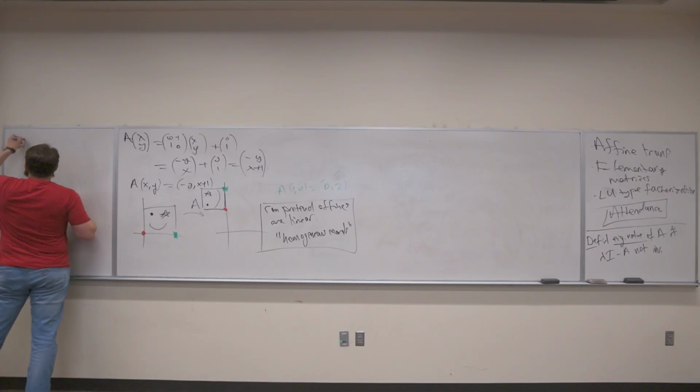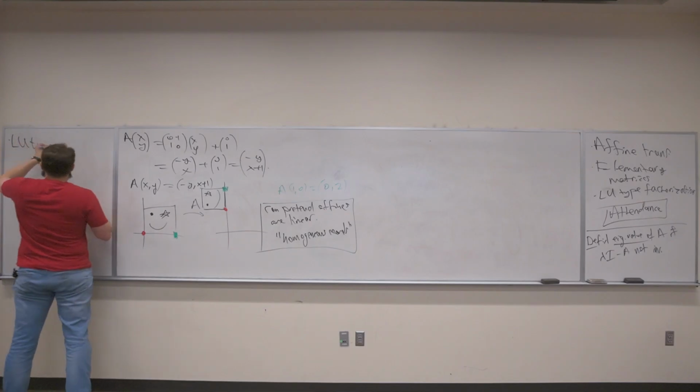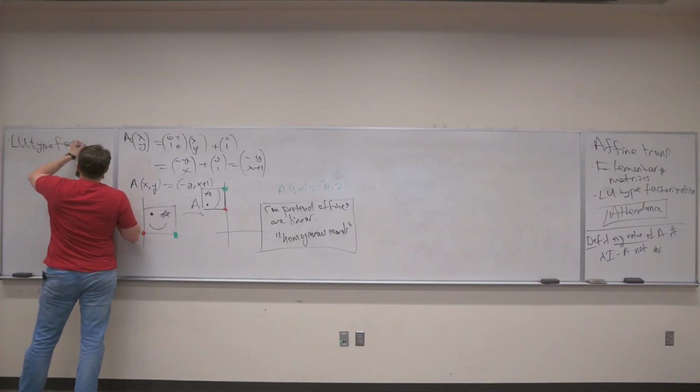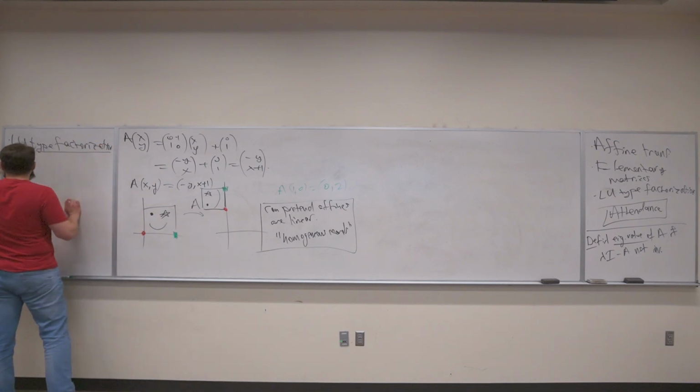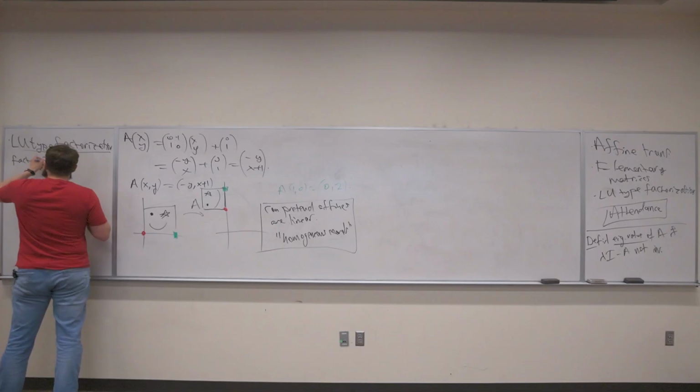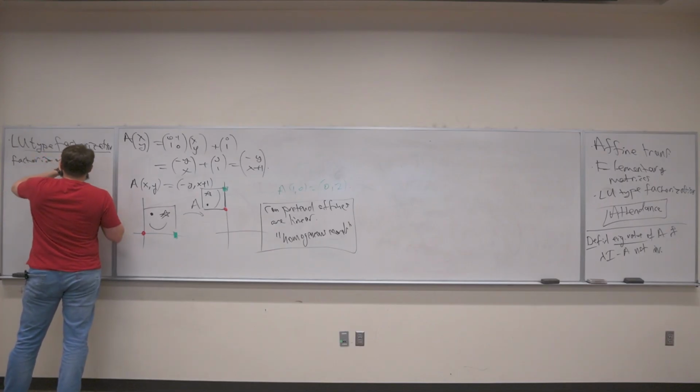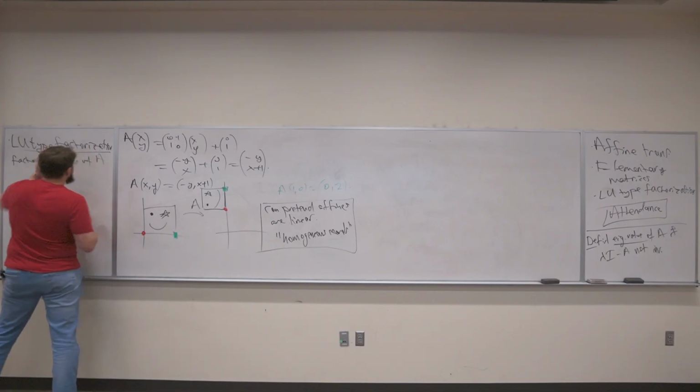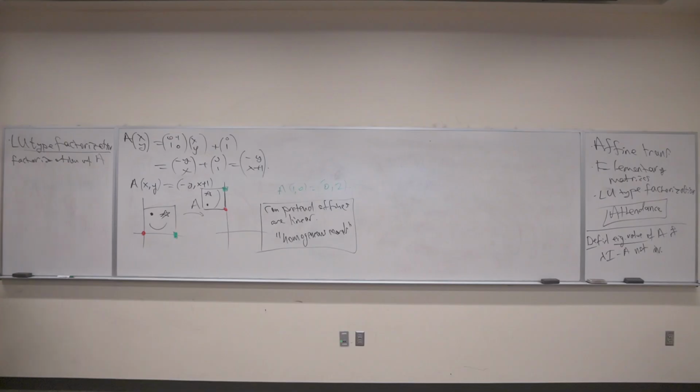So, LU-type factorization means factorization of a matrix A, some matrix A, using row reduction, essentially.